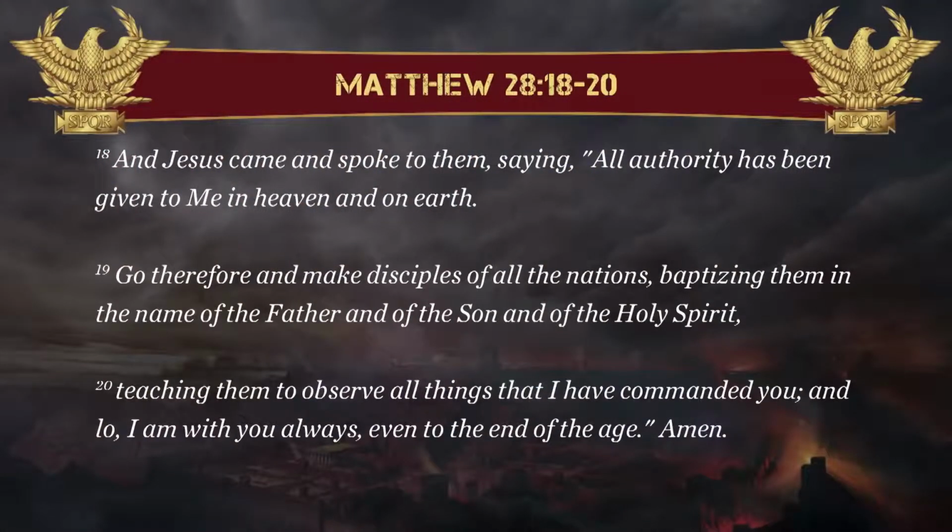Matthew chapter 28 and verses 18 through 20 has what is known as the baptismal formula. There Jesus said, once again, verse 18, and Jesus came and spoke to them, saying, who is he speaking to? To the disciples, right? All authority has been given to me in heaven and on earth. Go therefore and make disciples of all the nations, baptizing them in the name of the Father and of the Son and of the Holy Spirit, teaching them to observe all things that I have commanded you. And lo, I am with you always, even to the end of the age.